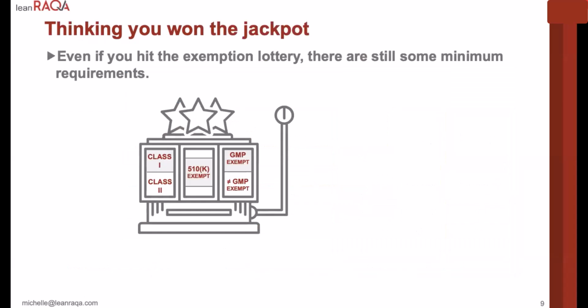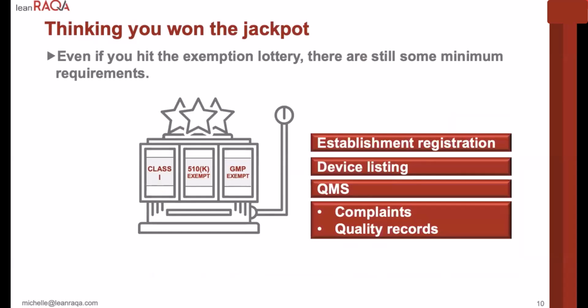Where I see a lot of people go wrong is thinking that they won the lottery if they get the class 1 510K exempt and GMP exempt. But like we talked about, there is a set of basic general controls that is going to apply. The company will have to register their facility with the FDA and conduct device listings, not only for their company, but if they use a contract manufacturer, their contract manufacturer must register and list as well. And these are annual activities.